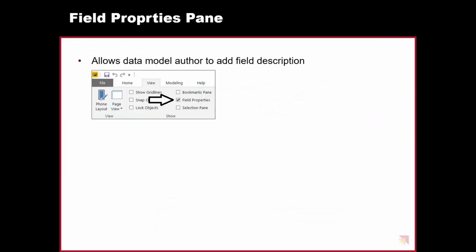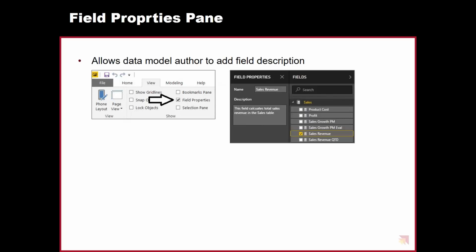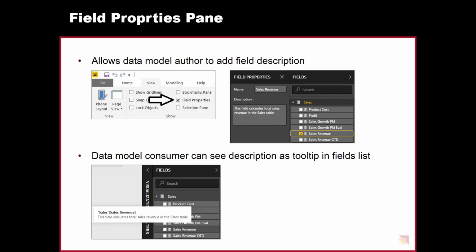How about this thing called the Field Properties pane? So the idea with the Field Properties pane is that when you turn it on, there is a new Field Properties pane, and if you then select a field, which can be any native column, any calculated column, or any measure that you have in the fields list, you can then add a description. So the idea is that if you're the data model author, you'll add descriptions, and then those that are using your data model can see the descriptions as a tooltip.